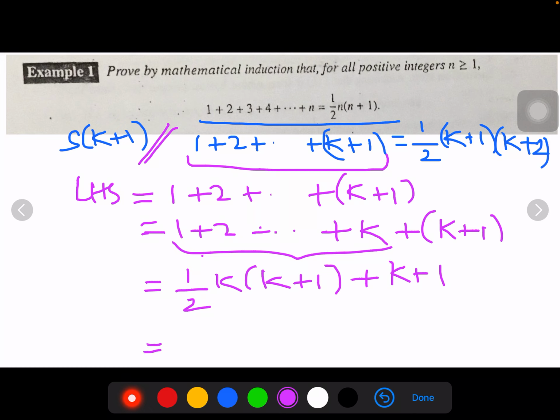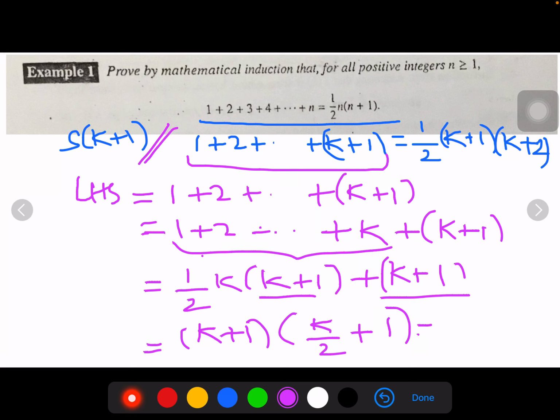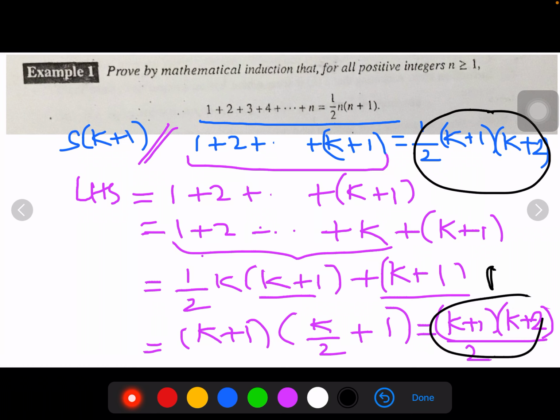Now we simplify this just by taking LCM and all. So it becomes k plus 1 is a constant outside, it's there here and here. I will take it out. K by 2 is left over plus 1. If I simplify this, it becomes k plus 1 into k plus 2 by 2. This is same as the right hand side which we supposed to get. That is how we are going to solve this. Conclude that S of k plus 1, S of n is true for all the values greater than or equal to 1. That is what final proof.